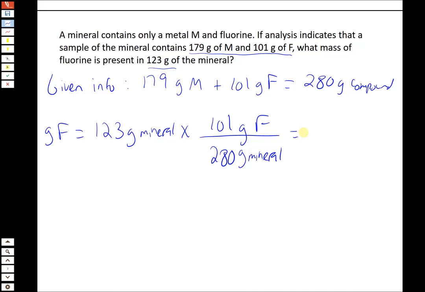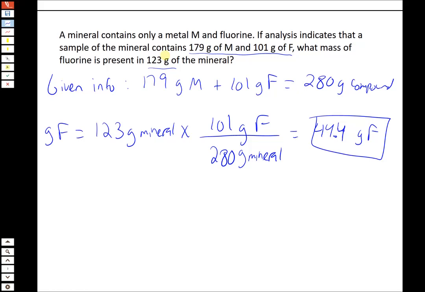You could also set this up as a proportionality, as we talked about at the beginning of the course, but I like to do factor label method to make sure that the units work out appropriately. So what we should get, if I did my math right, is 123 grams of the mineral has 44.4 grams of fluorine. Alright, and again, this was a problem where you might have had different inputs in terms of the numbers that you were given for mass of metal, mass of fluorine, and what mass of the mineral you're considering. All those numbers could have been different, but the series of steps would have been the same.